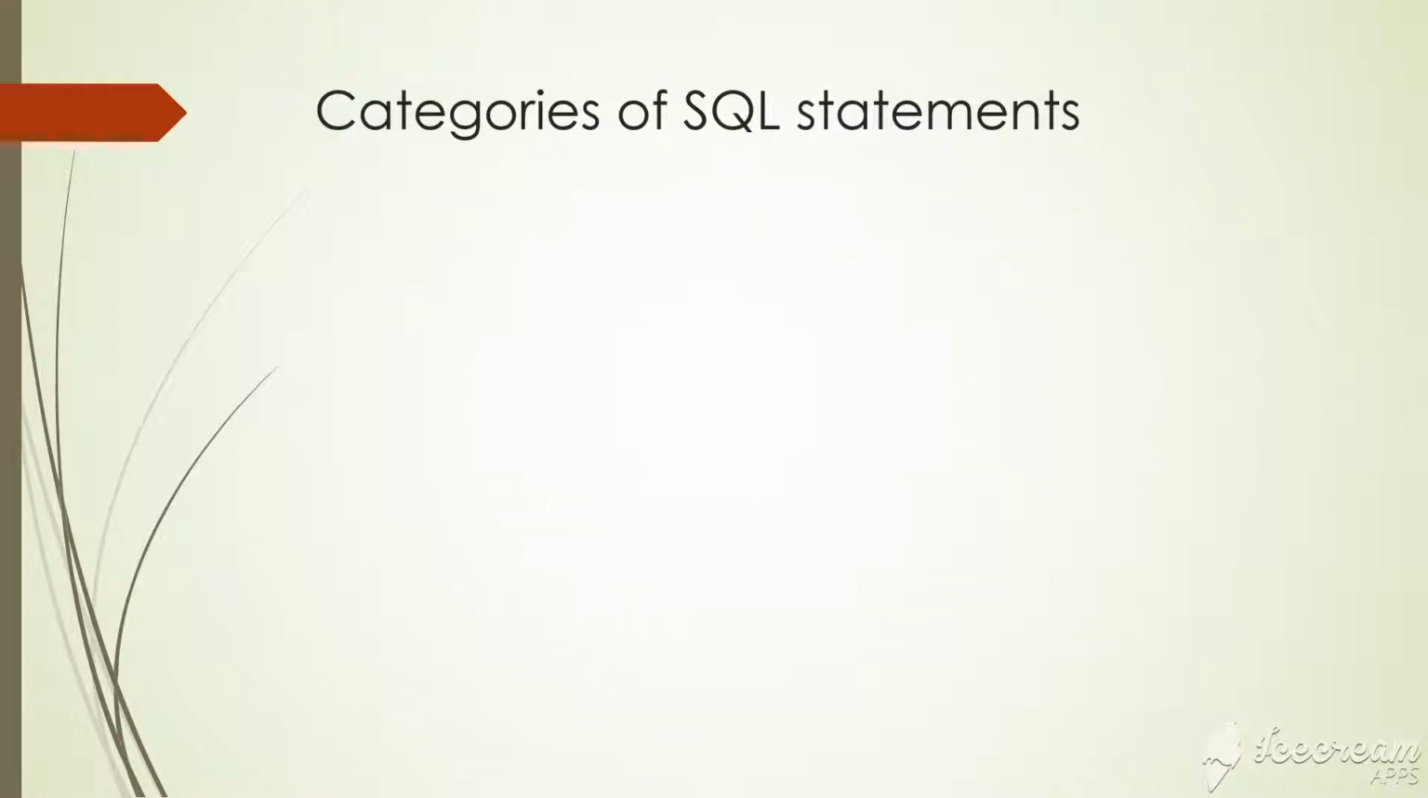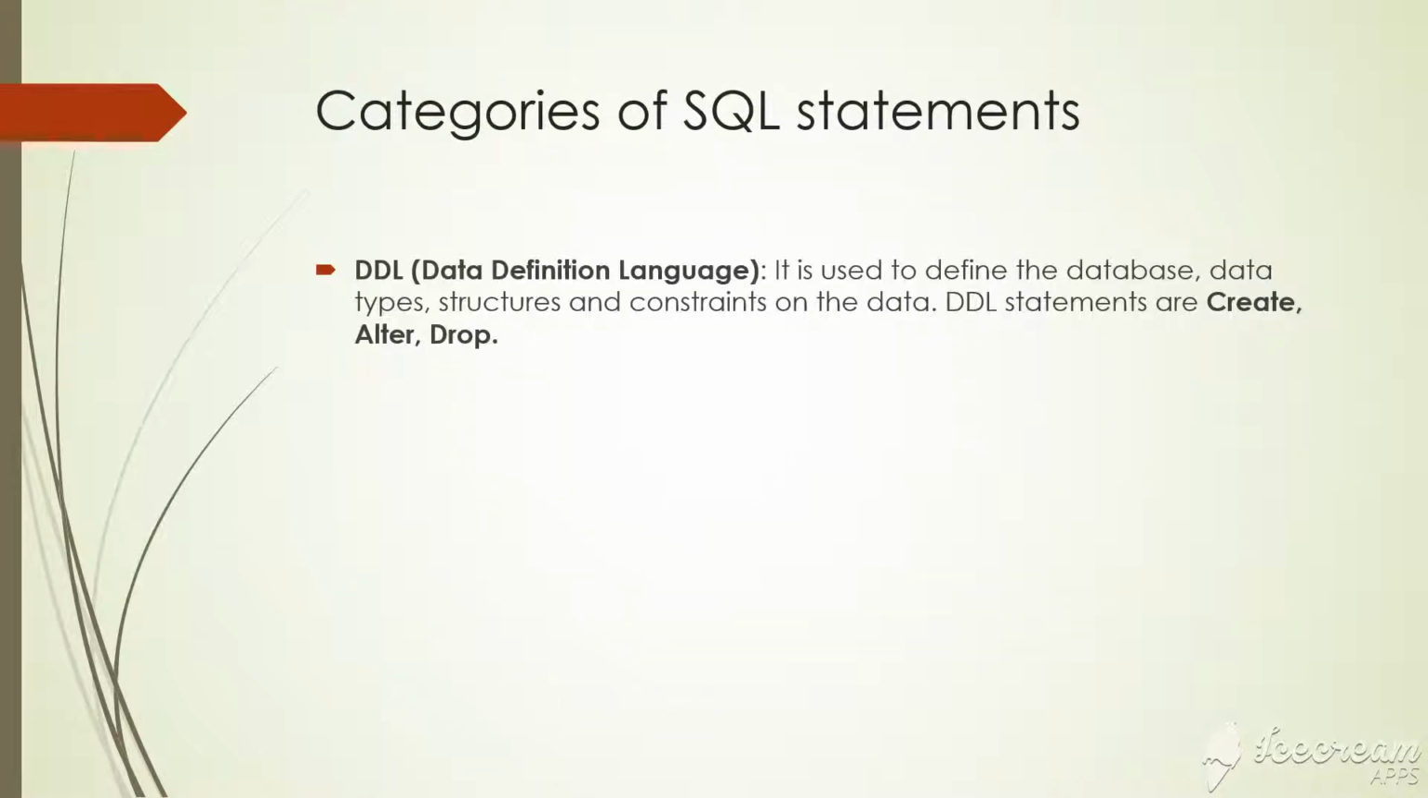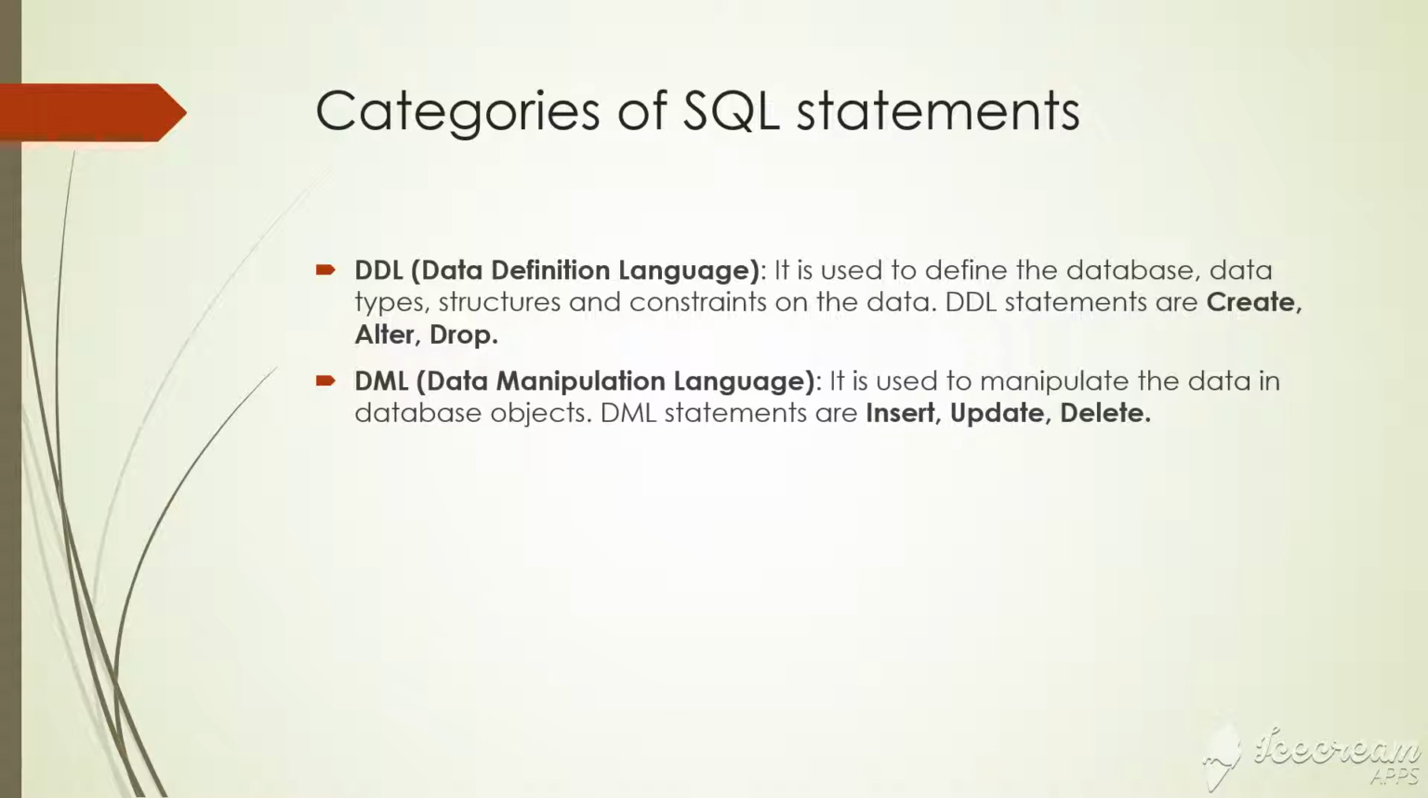What are the categories of the SQL statements? Data definition language. It is used to define the database, data types, structures, and constraints of the data. DDL statements are create, alter, and drop. DML, data manipulation language. It is used to manipulate the data in the database objects. DML statements are insert, update, and delete.